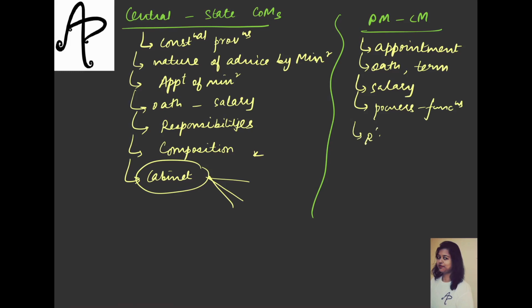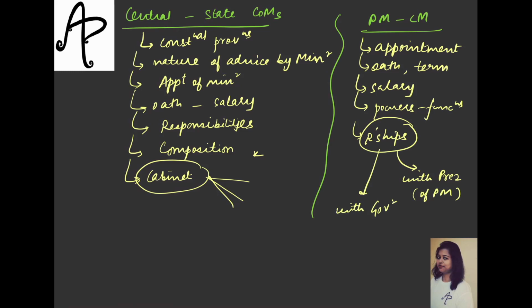Another very important thing that we have to distinguish here is the relationships. If we talk about the Prime Minister, how is the relationship maintained between the real and the nominal executive? So, the relationship of the PM with the President and the relationship of the CM with the Governor will differ.